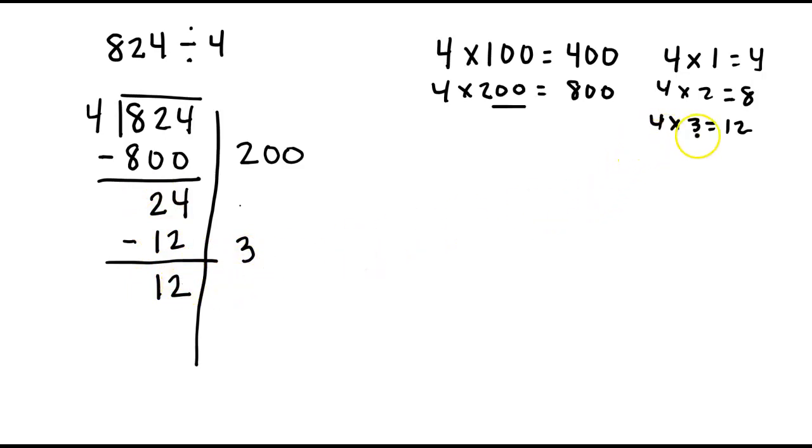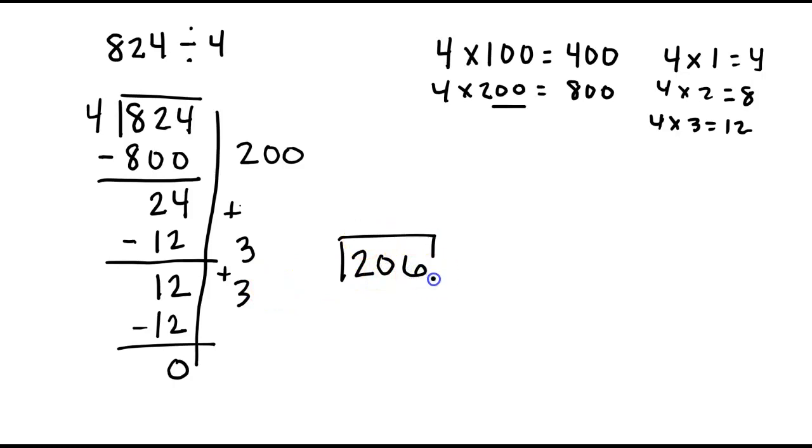Well, obviously I know that once again I can use 3 again because 4 times 3 is 12. When I get 12, I subtract and I get 0. So now all I have to do is add these partial quotients together. So 200 plus 3 is 203, plus 3 more is 206. So my quotient is 206.